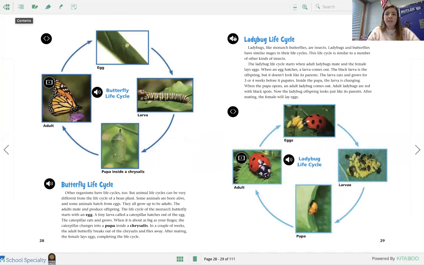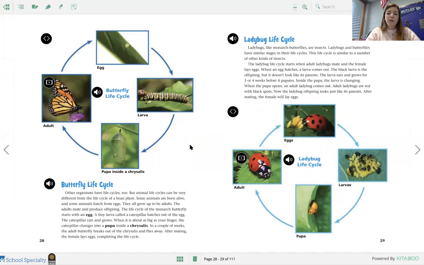All right. Let's read about the butterfly life cycle. Other organisms have life cycles too, but animal life cycles can be very different from the life cycle of a bean plant. Some animals are born alive and some animals hatch from eggs. They all grow up to be adults. The adults mate and produce offspring.